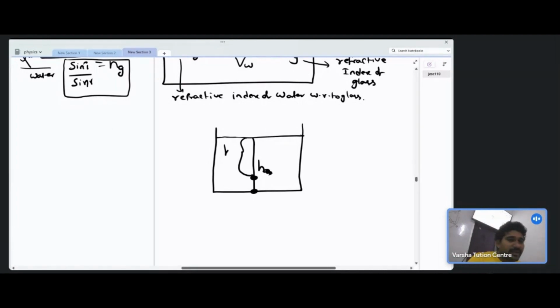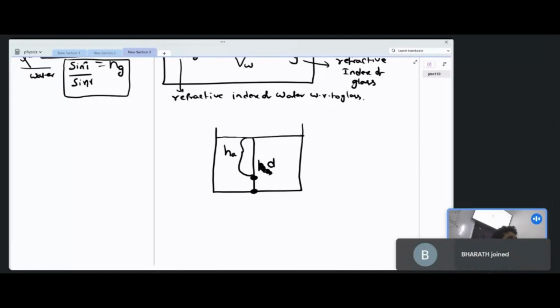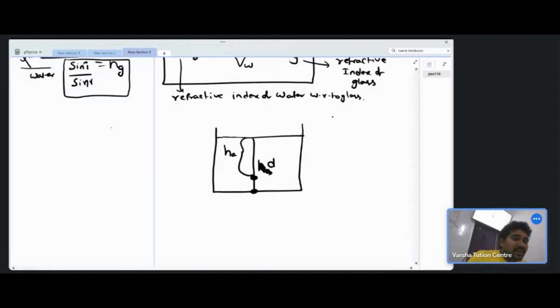I will indicate apparent depth as HA, actual depth as D. Clear that thing? There is a relationship between these two. What is that? D divided by HA is equal to the refractive index of water, because I am using water here. Clear that thing now? Sir, what does that mean?